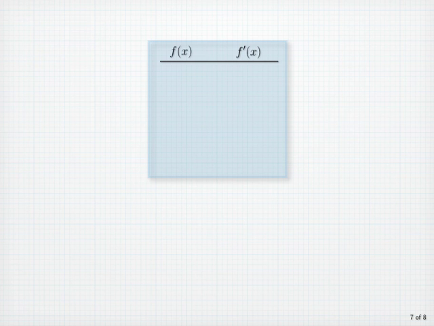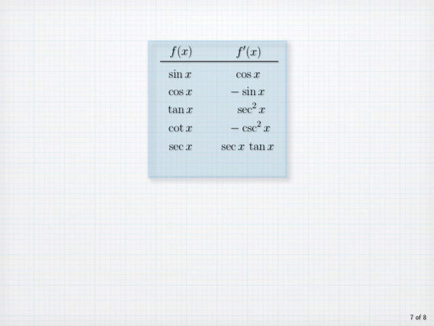To summarize, we've just learned that the derivative of sine x is cosine x. The derivative of cosine x is minus sine x. The derivative of tangent x is secant squared x. The derivative of cotangent x is minus cosecant squared x. The derivative of secant x is secant x times tangent x. And the derivative of cosecant x is minus cosecant x times cotangent x.